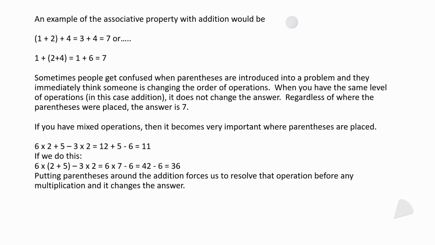An example of the associative property with addition would be 1 plus 2 plus 4, where you have the 1 plus 2 in parentheses. You take 1 plus 2 inside parentheses first, that's 3. Then you add the 4, that equals 7. You could also move the parentheses around the 2 plus 4, and it makes no difference. You're going to solve inside the parentheses first, which gives you 1 plus 6 equals 7. Either way you arrange those parentheses, you get the answer of 7.